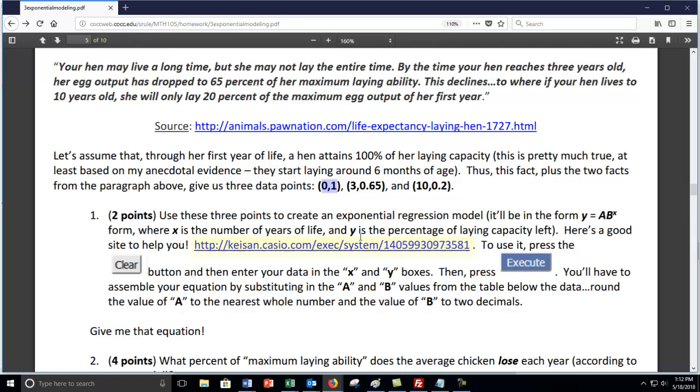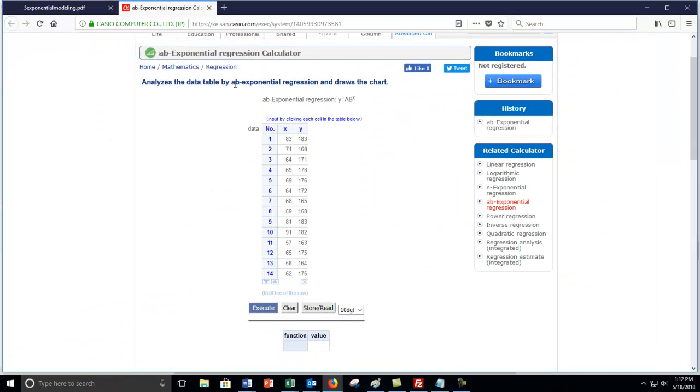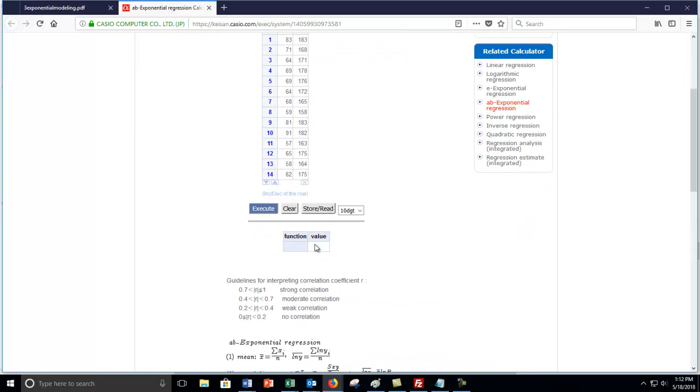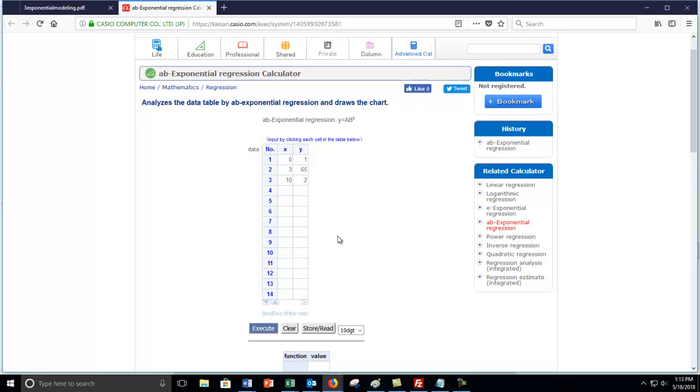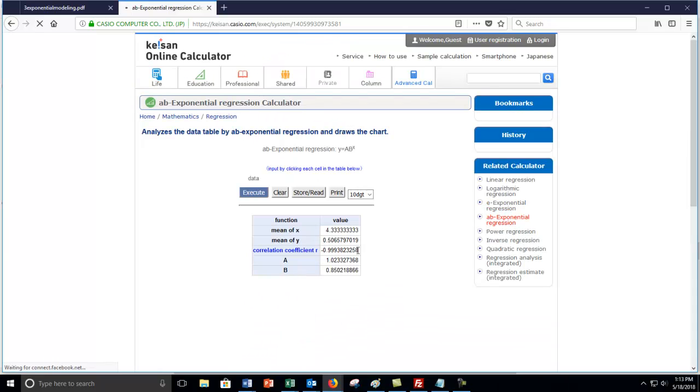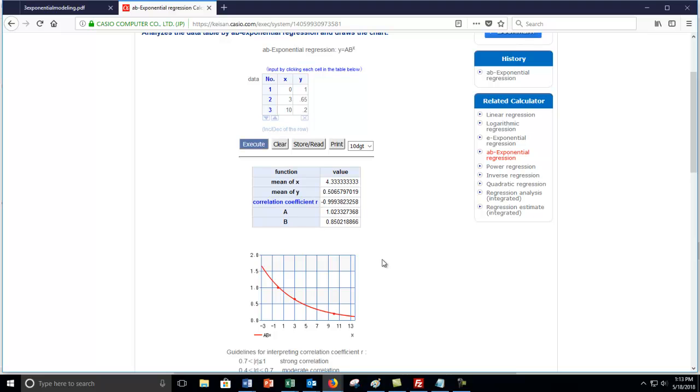Okay, so we got a little calculator here. We're going to open this in a new tab, and we're going to run some numbers into here. So the first thing we have to do is take a look. There's a lot of stuff on this page. I'm just going to clear the whole shebang, and then put in the data. When she's not at all old, she's at 1. When she's at 3, she's at 0.65, and when she's at 10, she's at 20%. All right, there we go. We're going to execute this, and it kicks out some wonderful numbers.